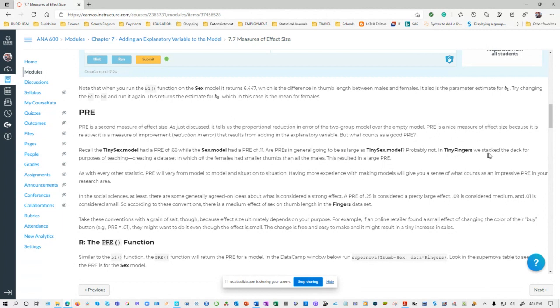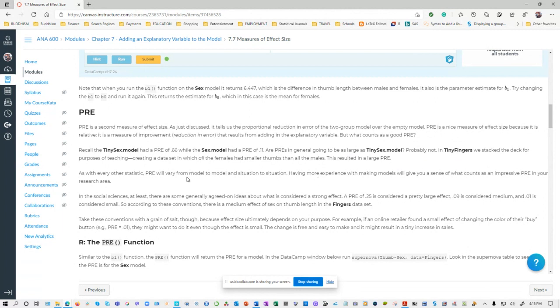Probably not. In the tiny fingers data, we stacked the deck for purposes of teaching, creating a data set in which all the females had smaller thumbs and all the males larger ones. That resulted in a large PRE.